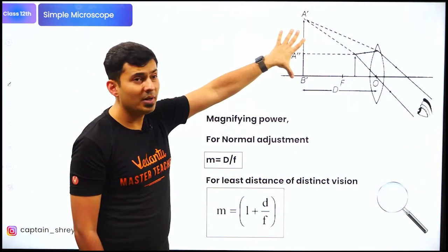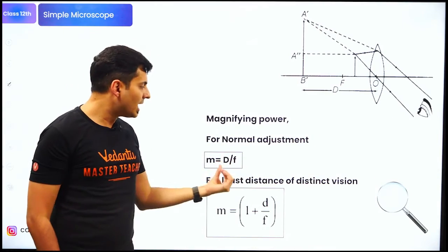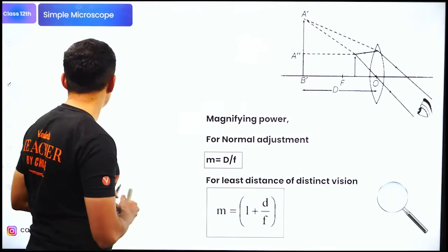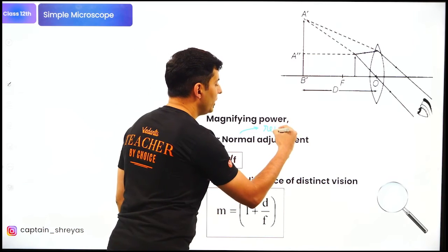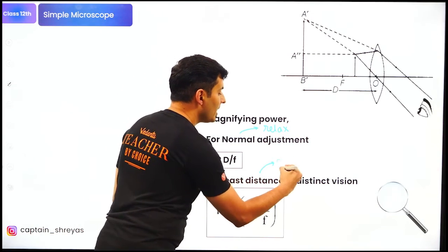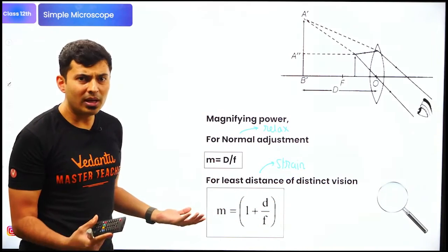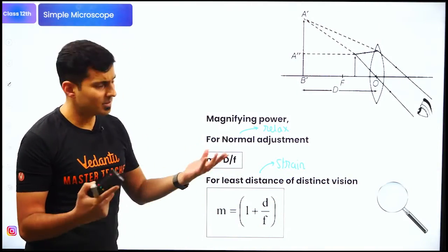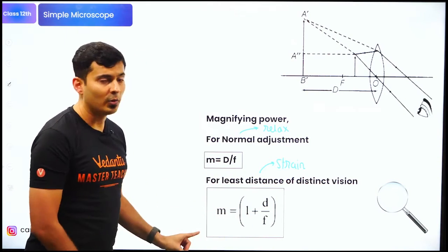But if you make this image form really far away, then your eyes are relaxed, so that is called normal adjustment. So understand this, that in normal adjustment, the eyes are going to be in a relaxed condition. For least distance of distinct vision, they are going to be under tremendous amount of strain. But if you are okay with that strain for a small amount of time, that's fine. You will get a better magnifying power because of this extra 1 over here.